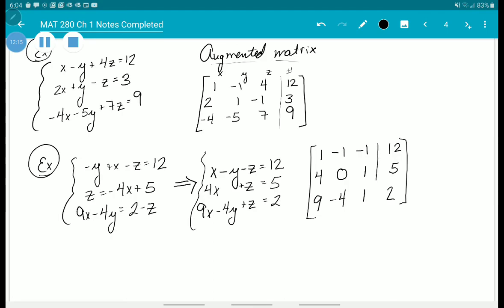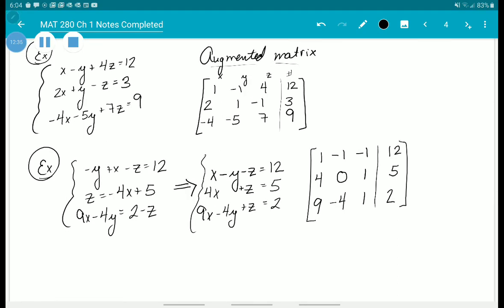I do like to draw this line in. This is an imaginary line. It would not show up on a calculator or anything like that. But it's just to let me know that, hey, this was a system of equations to begin with, and that's where the equals would have been.